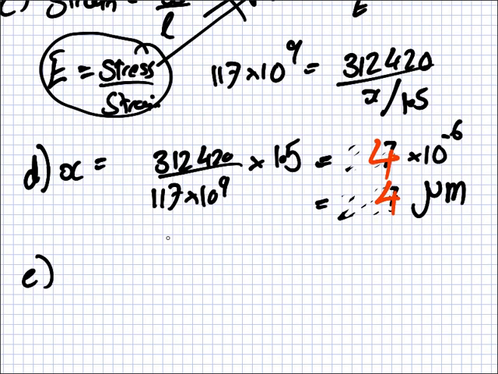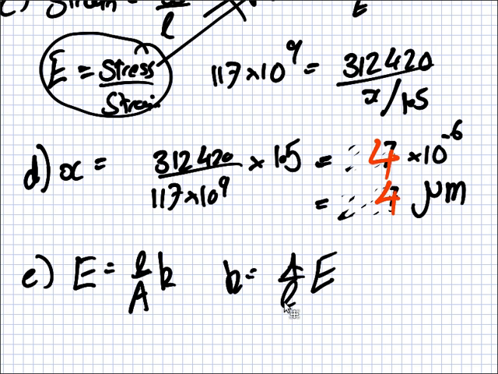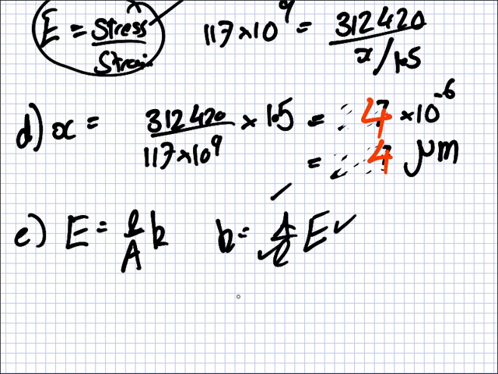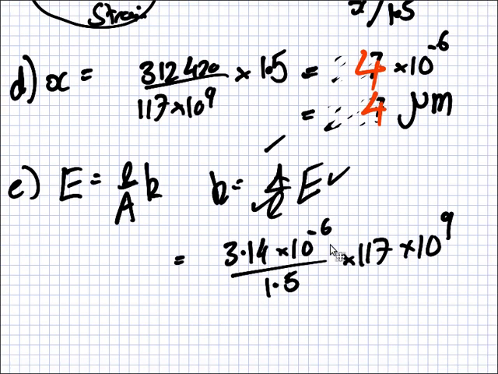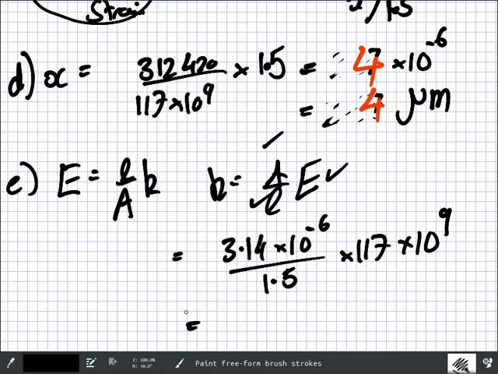So I gave you a formula earlier to relate the K with the E, didn't I? What was it? E is L over A times K. So that means K is A over L times E. We know the A, we know the L, and we know the E. The A was 3.14 times 10 to the minus 6. The L was 1.5. And the E was 117 times 10 to the 9. So, what's that?